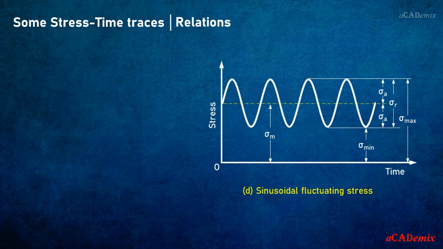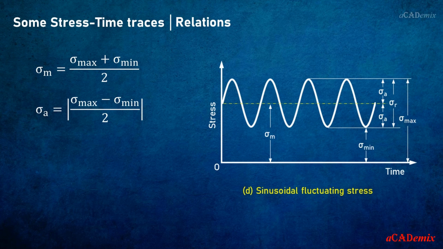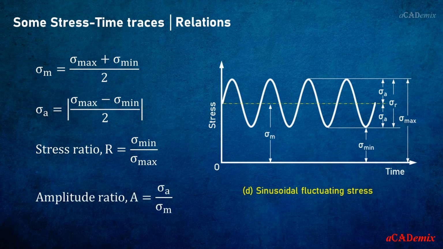Let's check the relation between these values. The mid-range component sigma M of the sinusoidal fluctuating stress is the average of maximum and minimum stress. Amplitude component sigma A is the modulus value of half of the difference between maximum and minimum stress. The stress ratio R is the ratio between minimum stress and maximum stress. Amplitude ratio A is the ratio of amplitude component and mid-range component.